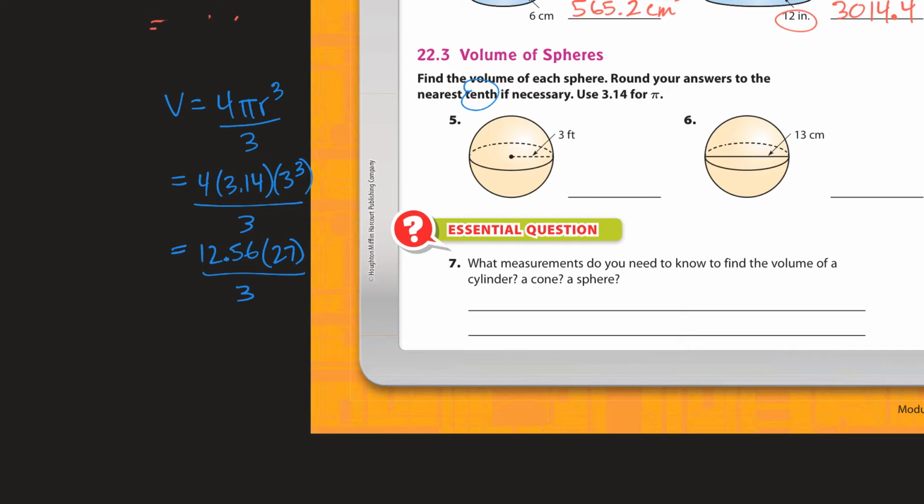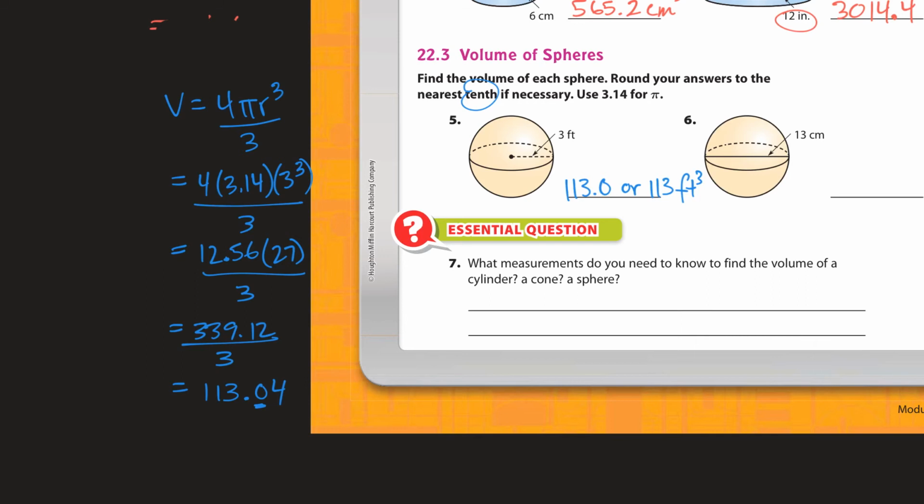I could do 12.56 times 27 is 339.12 divided by 3, and I get 113.04. And they went to the nearest tenth. Well, this is the tenths place, and there's nothing there, so I could have 113.0 or just 113 cubic feet.